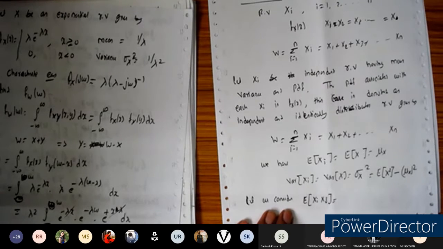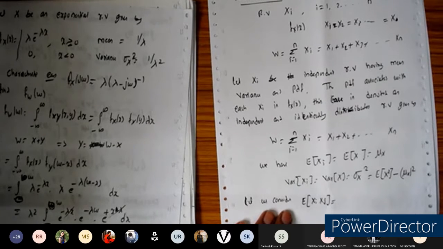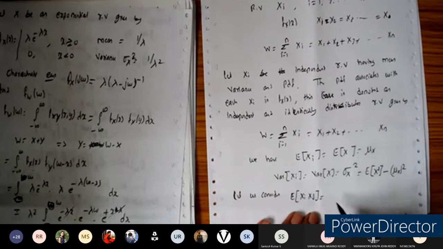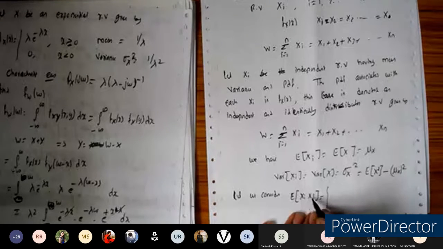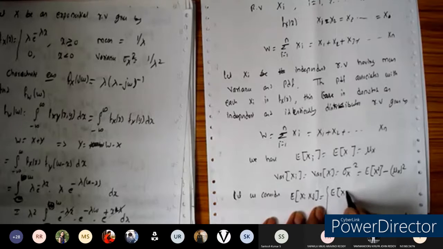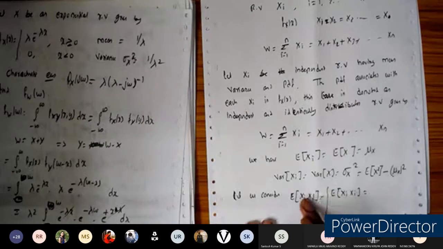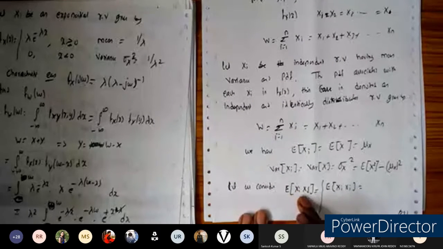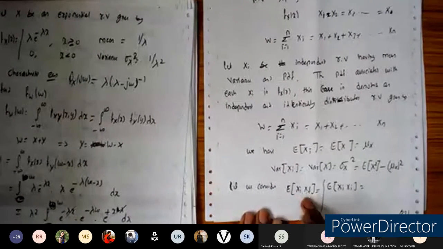The cases are: one where i is equal to j, and the other where i is not equal to j. When i is equal to j, the expectation of Xi into Xi will be obtained, because we have considered the case of statistically independent random variables.